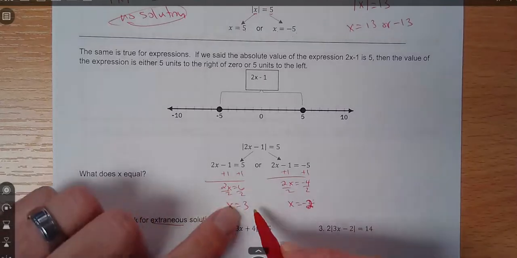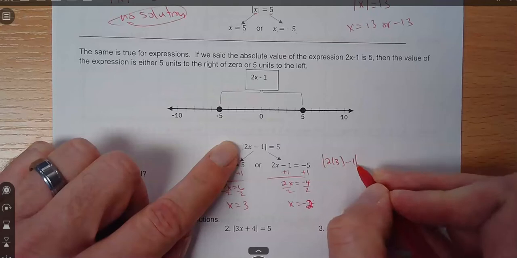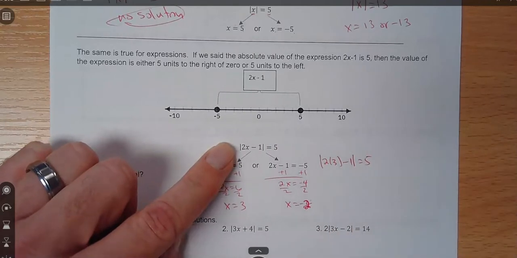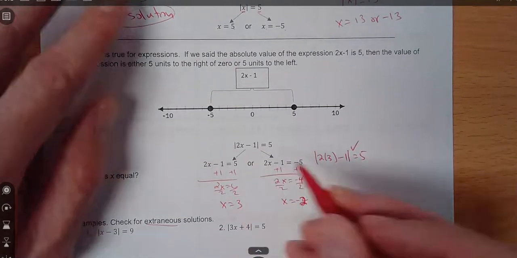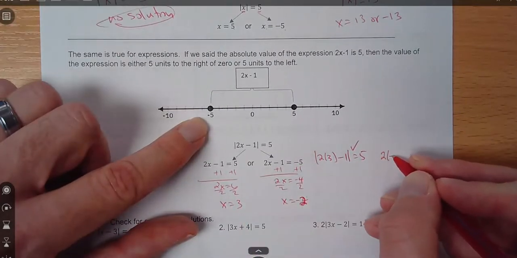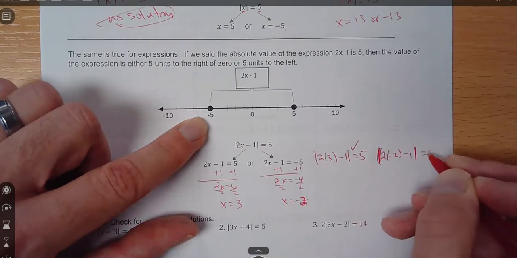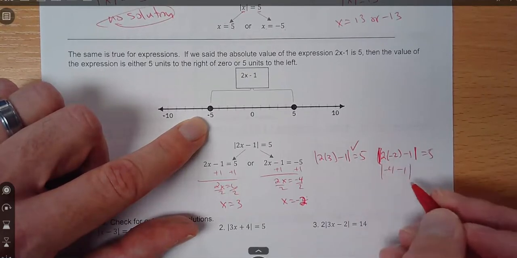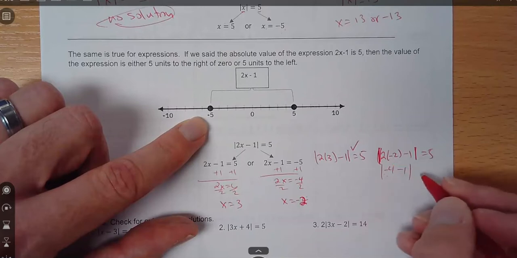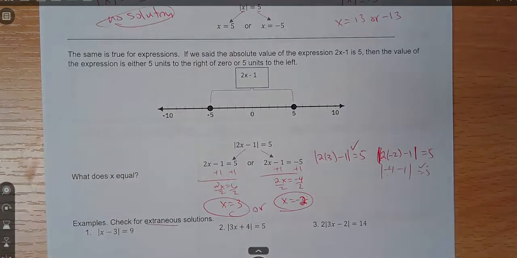Sometimes you do this in your head. If I plug a 3 in here, I have 2 times 3 minus 1, take the absolute value, see if that equals 5. 6 minus 1 does in fact equal 5, so that one works. Now plug in negative 2. 2 times negative 2 minus 1, take the absolute value, does that equal 5? Well, this would be negative 4 minus 1, which is negative 5. The absolute value is 5. So that checks out too. So both of these are solutions. x is either 3 or it's negative 2. We plug them in and check them.